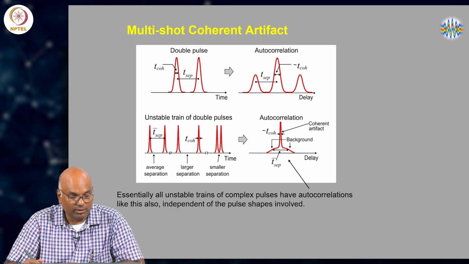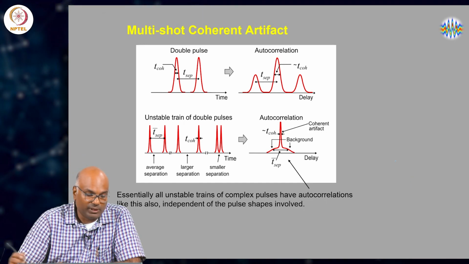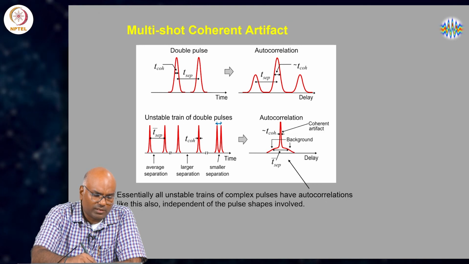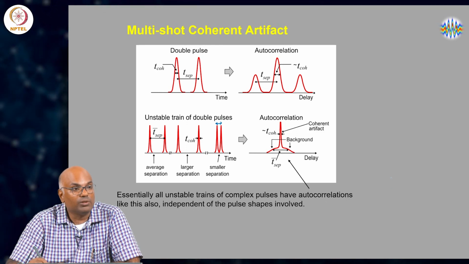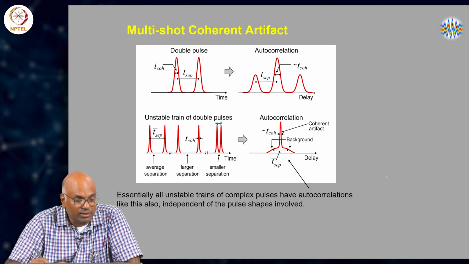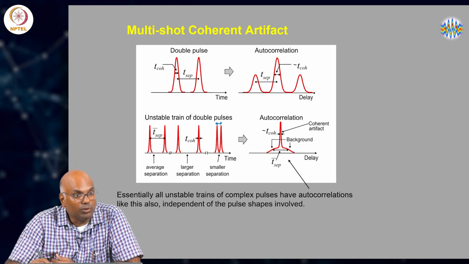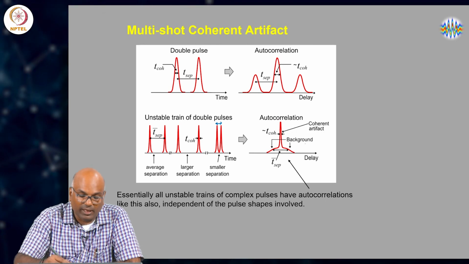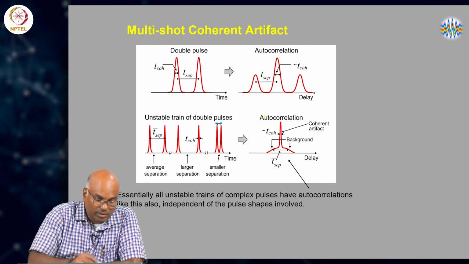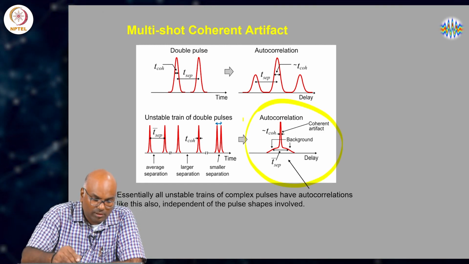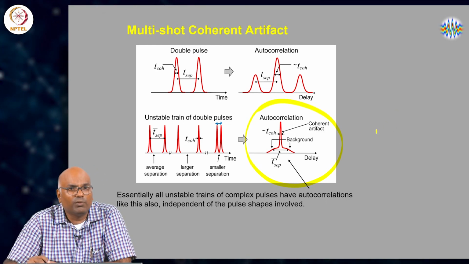But then understand that when we have things like an unstable train of pulses, we could have maybe, as I said, sources which may not be very well controlled, or we may be building a new laser source, and we may want to avoid scenarios of double pulsing and stuff like that. In all these kind of scenarios, a coherent artifact with just a background, as has been shown here in this bottom right corner, is very representative of what is happening.